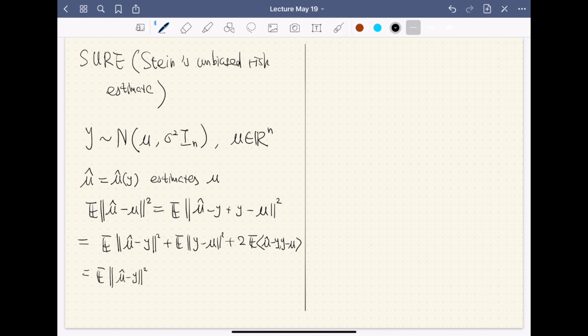Now the first term is already okay, right? Because how do we estimate this guy? Well, without expectation, everything can be calculated. Therefore, the L2 norm squared of mu hat minus y is going to be an unbiased estimator of this quantity, right? Because its expectation is this quantity. And the second term is also okay because y minus mu is going to be a Gaussian. So this guy is n times sigma squared.